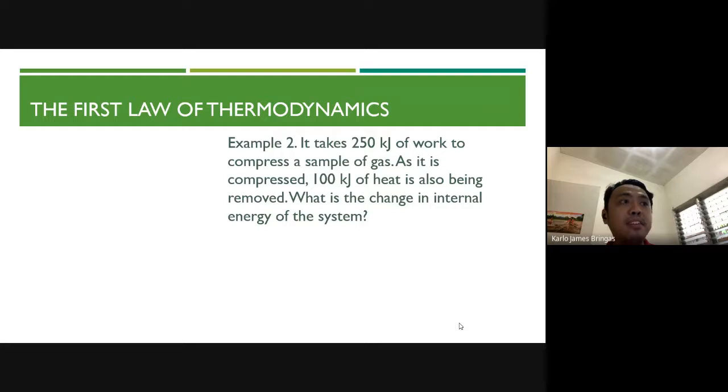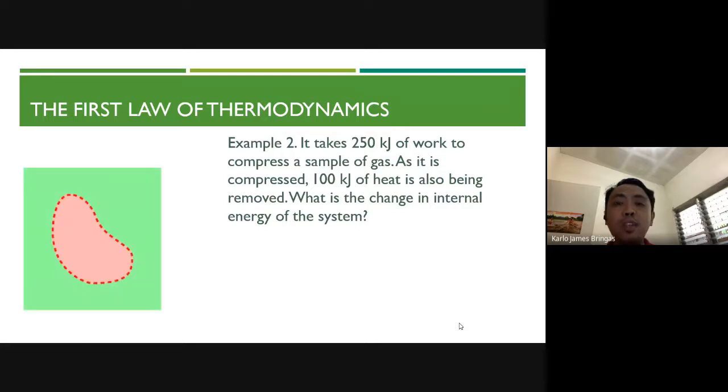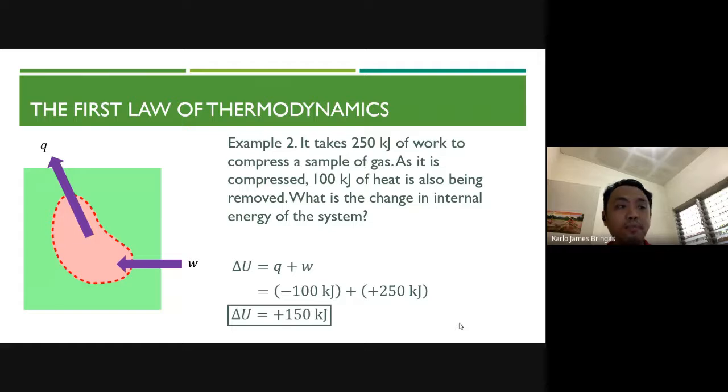So when you say compress a sample of gas, what it means to say is there is something outside ng ating gas that is pressing down on it. And as it is pressing down, work is being done on the system. And also, 100 kilojoules of heat is also being removed. So in here, we have the following. Ang Q natin, since being removed siya, it should be negative in sign. And our work, since it is being compressed, it should be positive in sign.